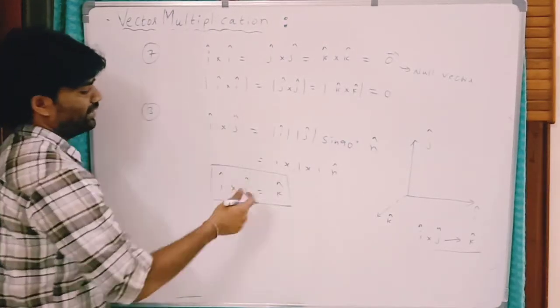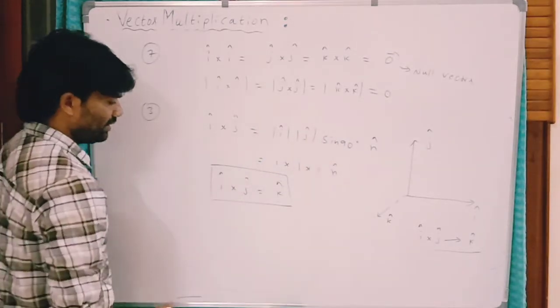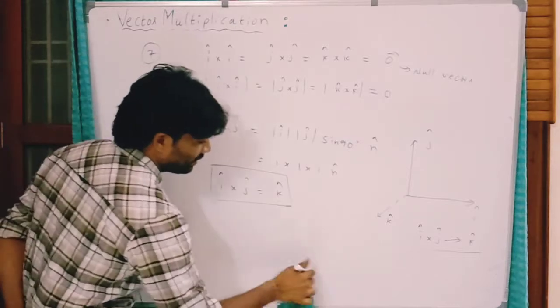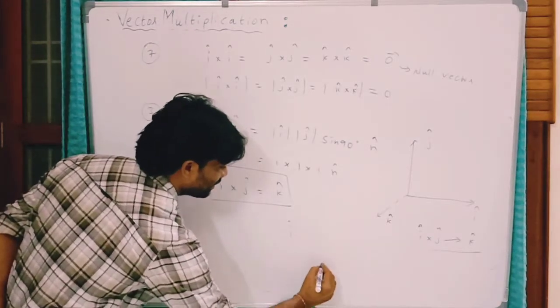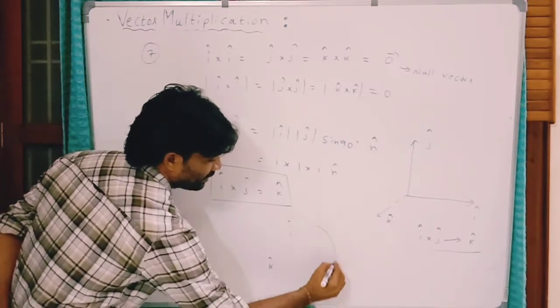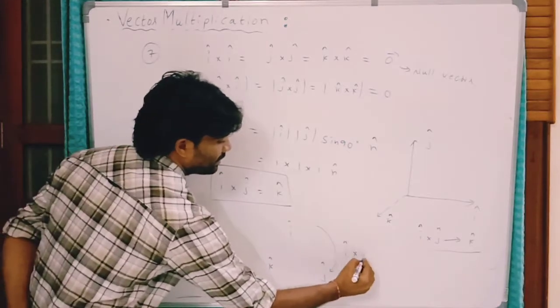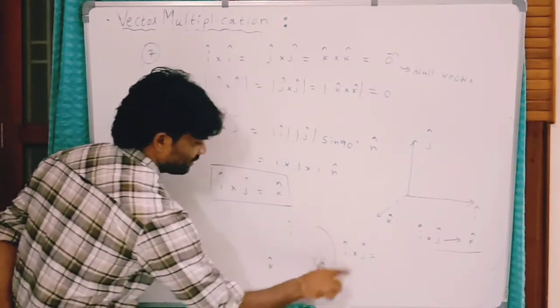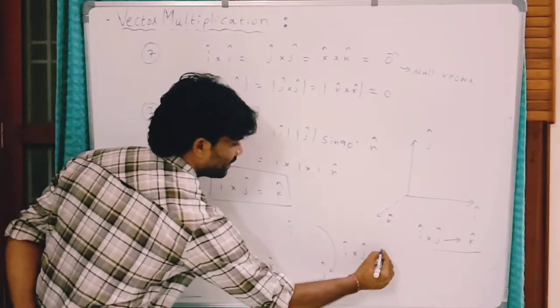Similarly, we can write j cross k and k cross I. So instead of checking every time like that, you can follow this simple cycle. We have a cycle to remember this cross product easily. If I multiply the vectors in this cyclic manner, I cross j is k cap.